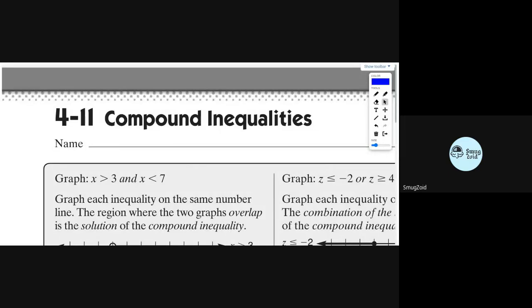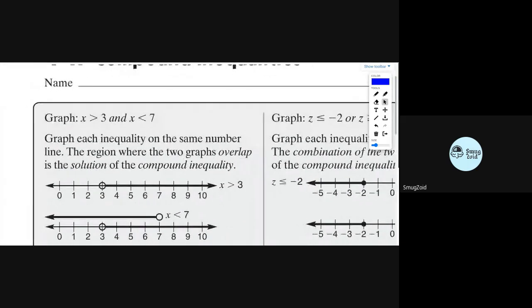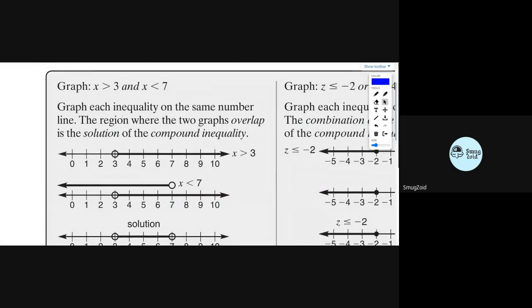So we're going to look at compound inequalities, and this is section 4.11. And I'm going to give you two different cases you're going to see when doing this. In this first case, graphing x is greater than 3 and x is less than 7. When you graph them both, you're going to put them both on the same line.